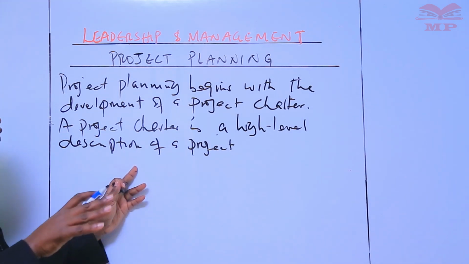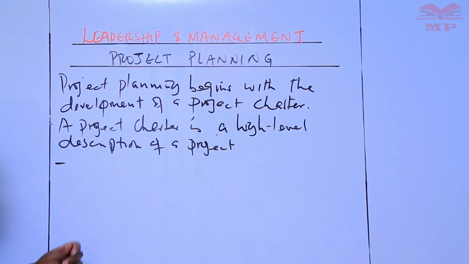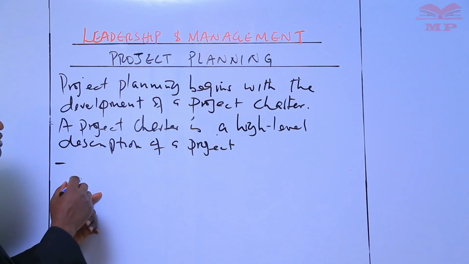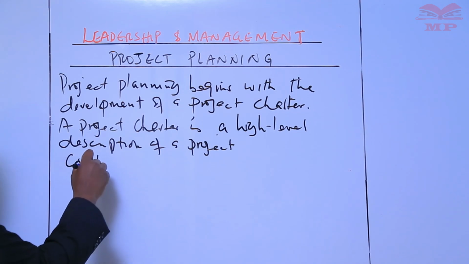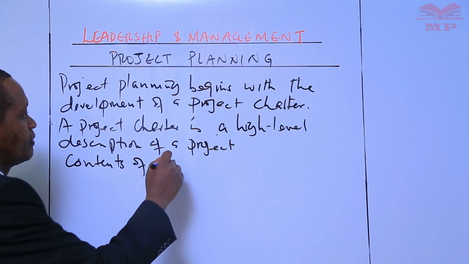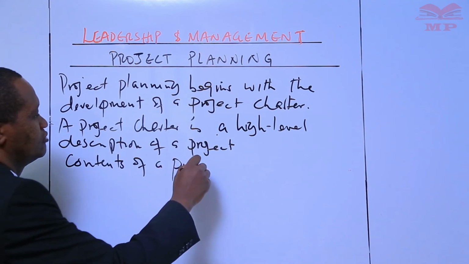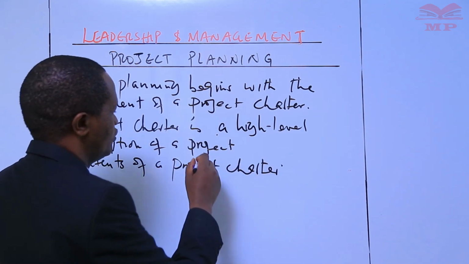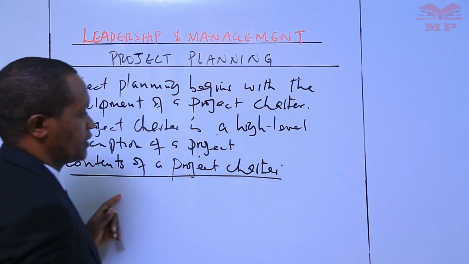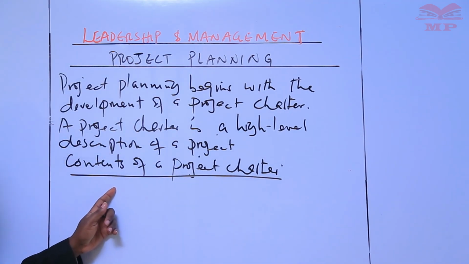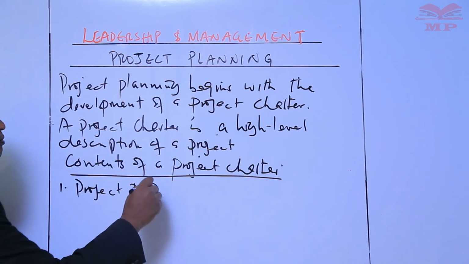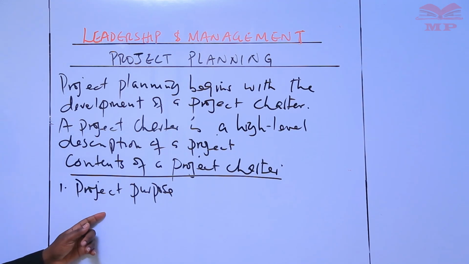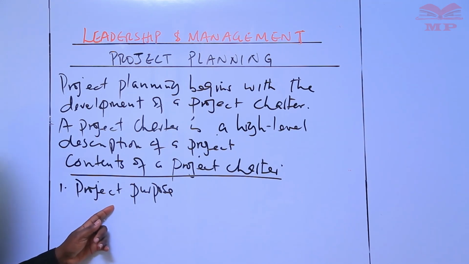And the project charter will contain things like the project purpose. These are the contents of a project charter. What are the contents of a project charter? A project charter, which you've said is a description about the details about the project, must have the purpose. Number one is a purpose, project purpose. What is the purpose of the project? So a charter will describe the purpose of a project.